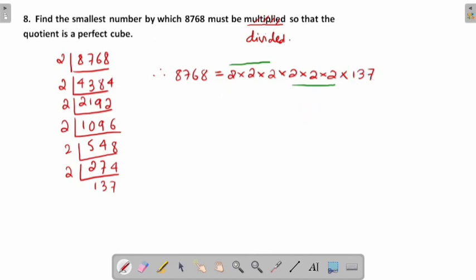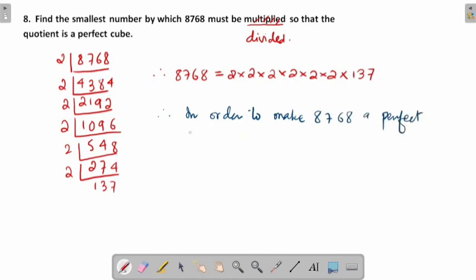Remember that. Therefore, in order to make 8768 a perfect cube, we need to divide by 137. With this we close for the day. You may pause the video and note down your solution. Thank you very much.